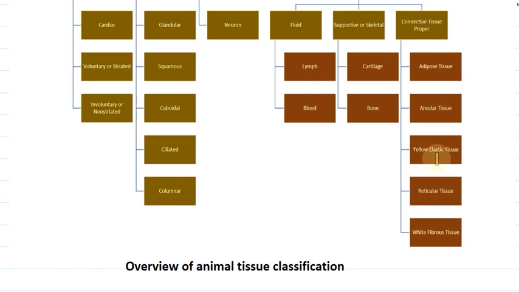Then there is yellow elastic tissue that is thicker than those found in areolar tissue. It has considerable strength and remarkable elasticity. Then reticular tissues, they consist of star-shaped cells with protoplasmic processes. Then there is white fibrous tissue that contains compactly arranged white fibers lying almost in parallel bundles.